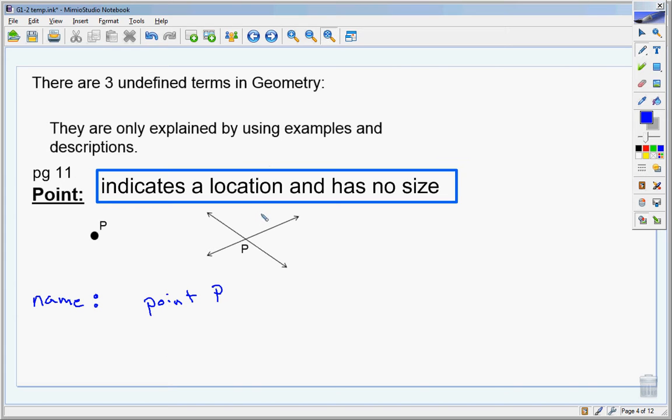Likewise, where these 2 lines intersect, that represents a location as well, and this would also be point P. Do I have any questions about our first undefined term?